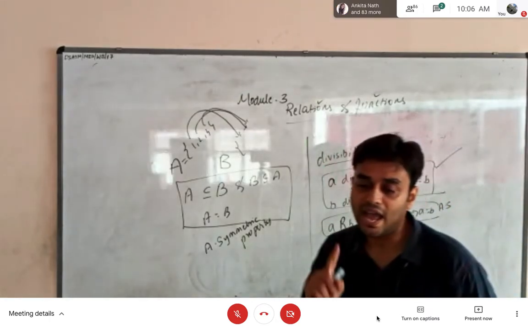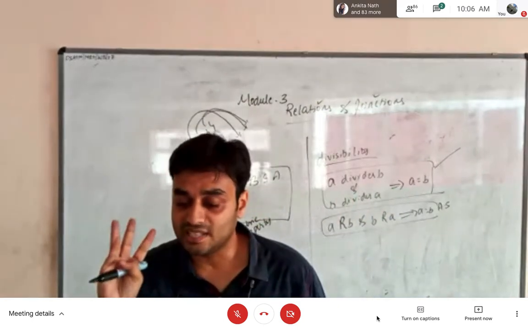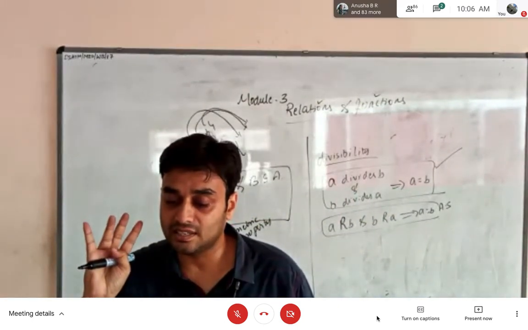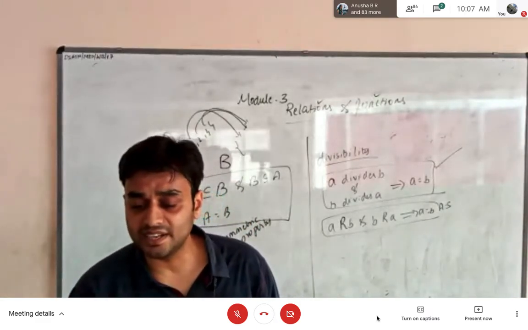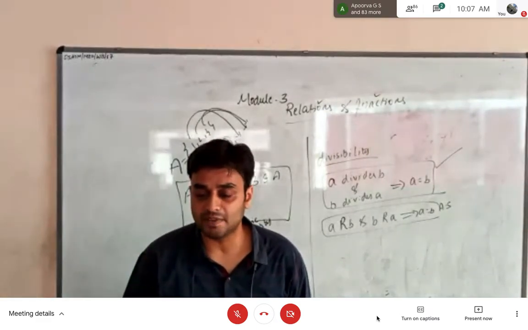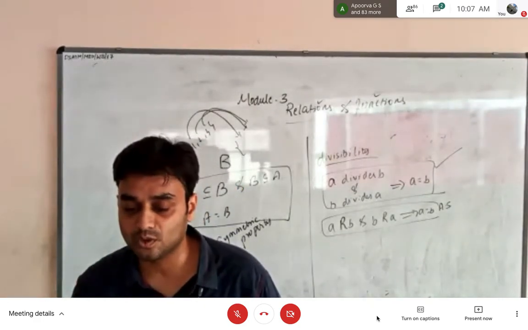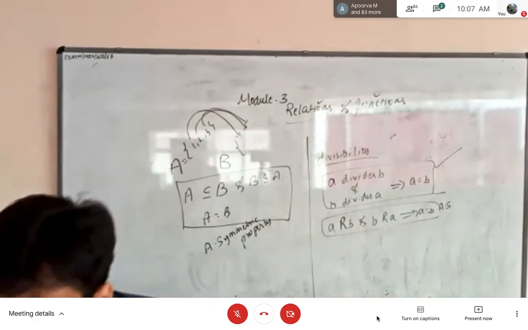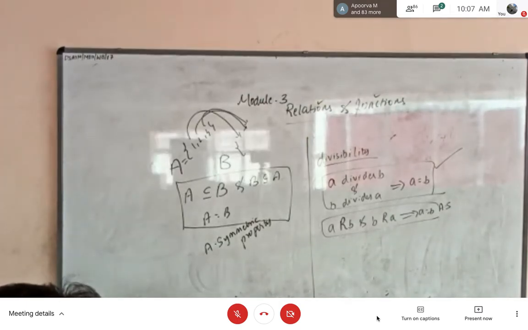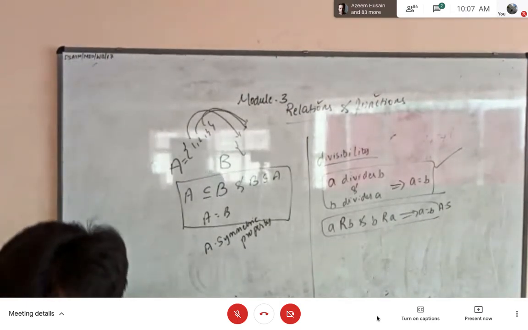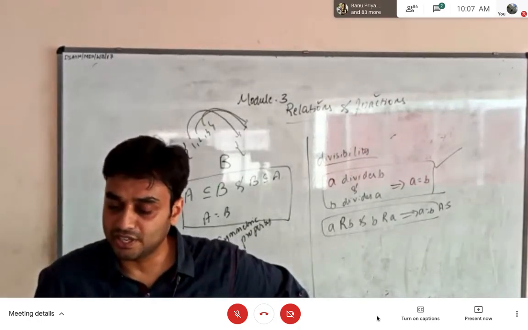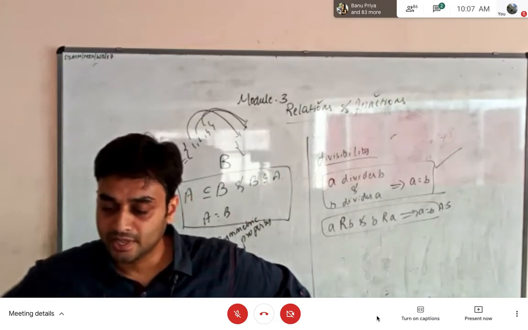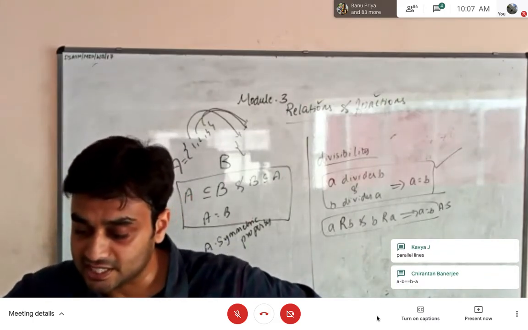Fine. So now I have given you two examples. One is subset of, and the other one is divisibility. So like that, can you tell me any example operation which will satisfy the rule of antisymmetry? I want you to give some example which will satisfy the rule of antisymmetry. The subset operation will satisfy the antisymmetric property, and divisibility will satisfy the antisymmetric property.